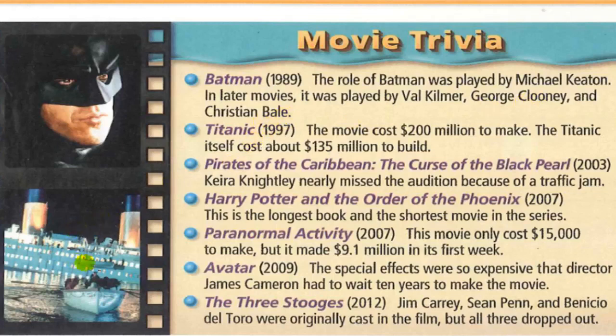Titanic. This is the movie Titanic. It's about a ship that sank. Titanic was made in 1997. This is the date of making the movie. The movie cost $200 million. To make this movie, the budget cost $200 million. The Titanic itself cost about $135 million to build. To build the ship Titanic, they needed in 1997 $135 million.